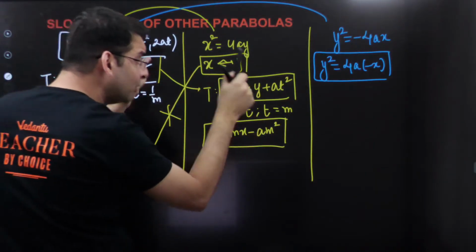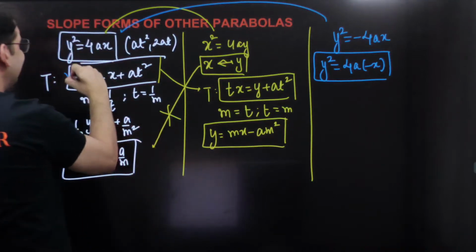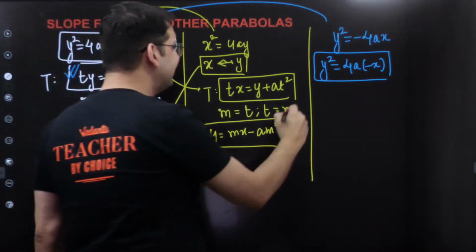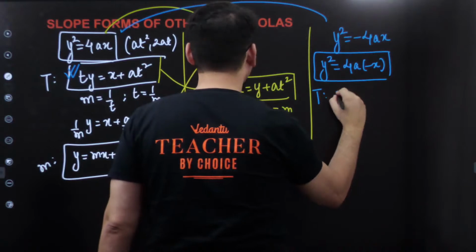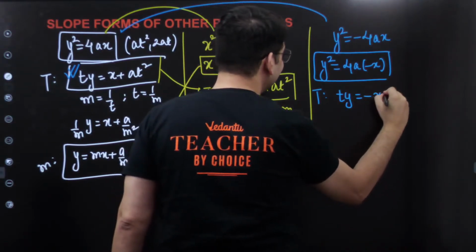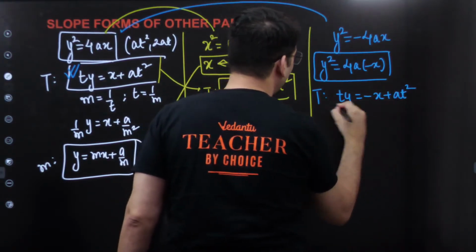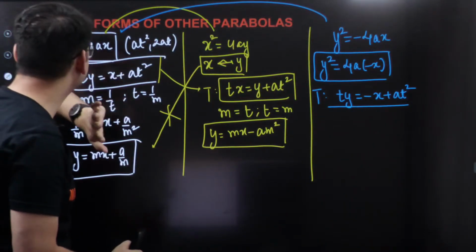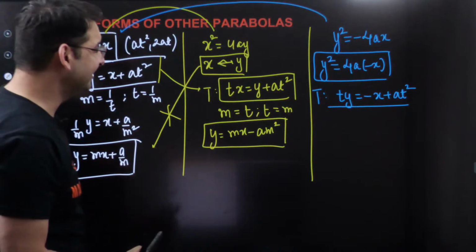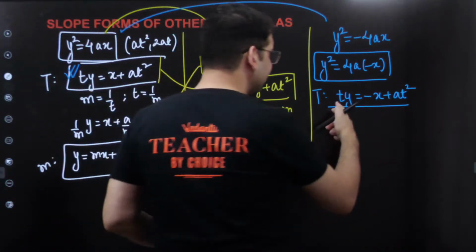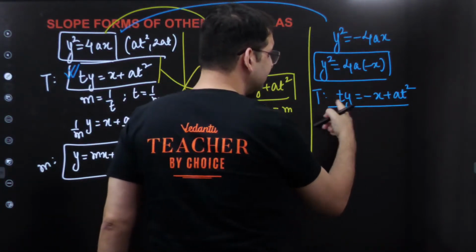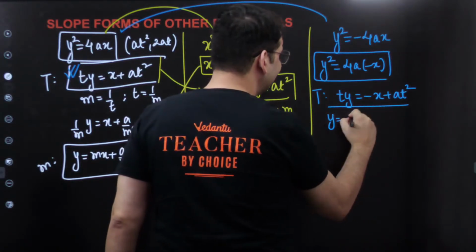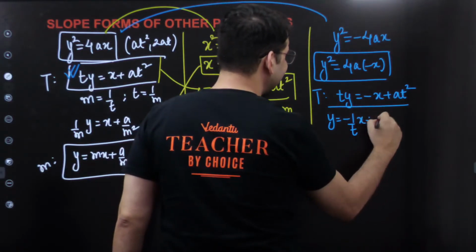Now, this is also going to help us with the tangent form. So the tangent form or the parametric form is going to be ty is equal to minus x plus at square. So basically replace x by minus x, and that is it, right? Now, how do we find the slope form? Divide by t. So y is equal to minus 1 by t x plus at.